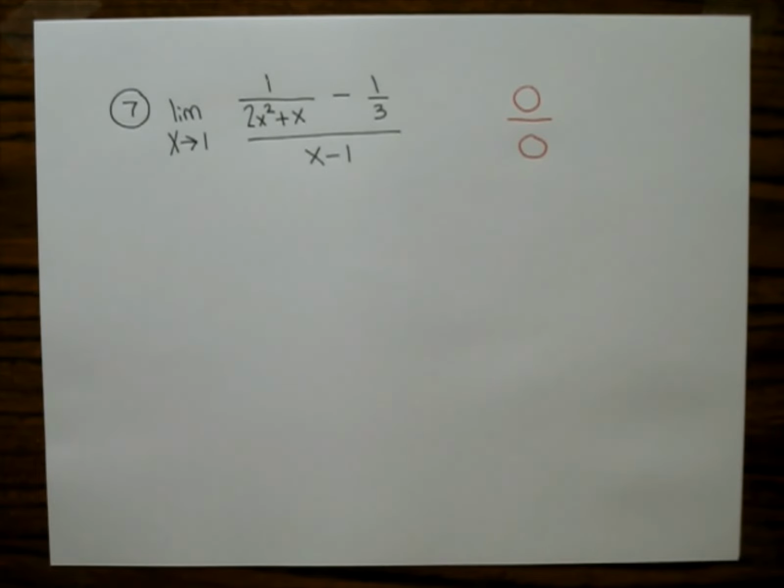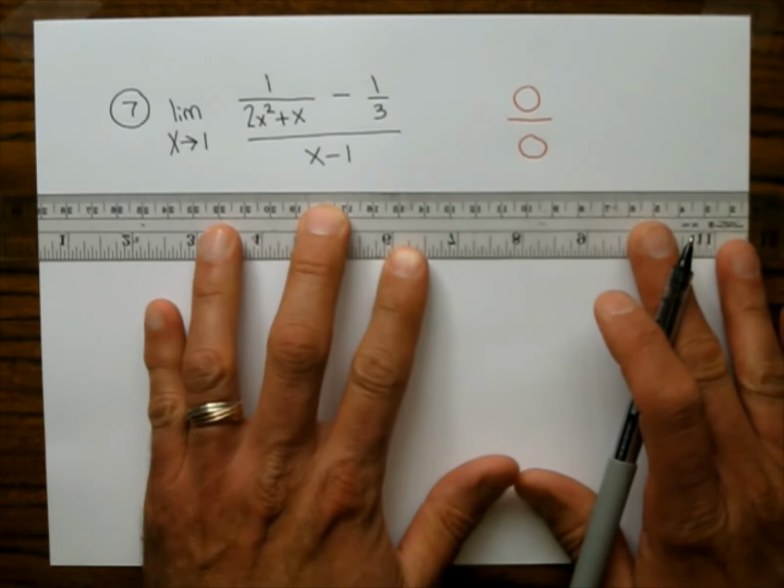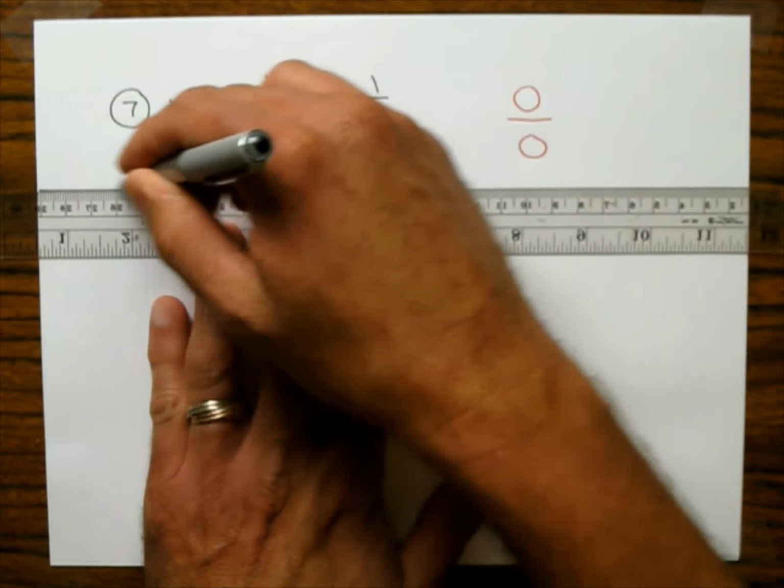Okay, so what I'm going to do now is, I keep losing my rulers and I have to go find these new rulers. I don't know what's happening.